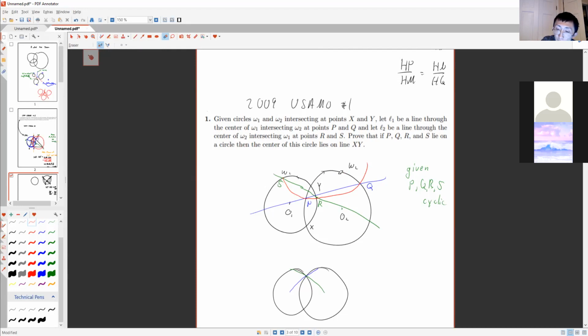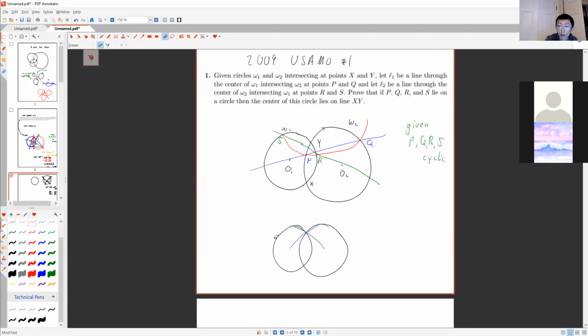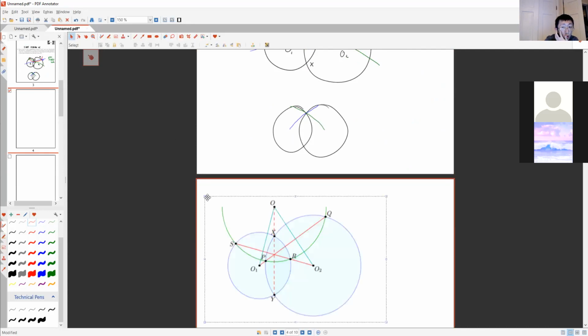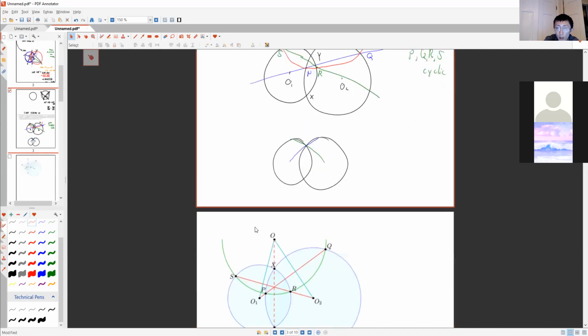So let's see, the y-axis is the radical axis of the two first circles, omega 1 and omega 2. So maybe I should get a better diagram. I'm just going to copy this over from Evan's handout. So we want to prove that the center of the third circle also lies on XY.